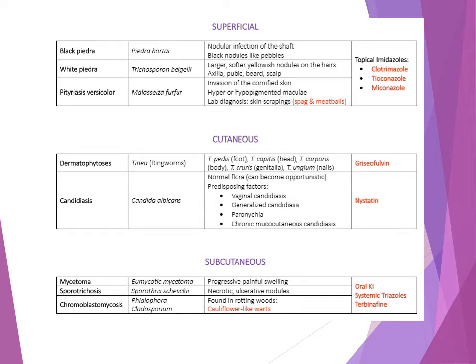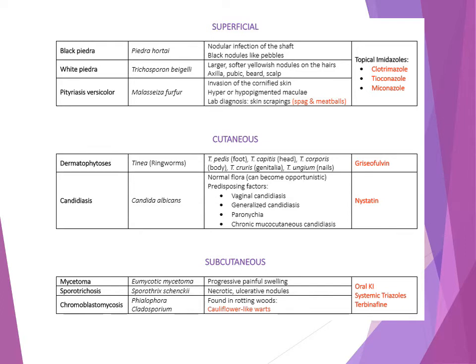Our fungal infections can be seen superficially, cutaneously, or subcutaneously. Examples of fungi that can be seen superficially are your black pedra, white pedra, and your pityriasis versicolor. For cutaneous, we have your dermatophytosis, your candidiasis, and for subcutaneous, we also have your mycetoma, sporotrichosis, and chromoblastomycosis. So this, we finished in microbiology.